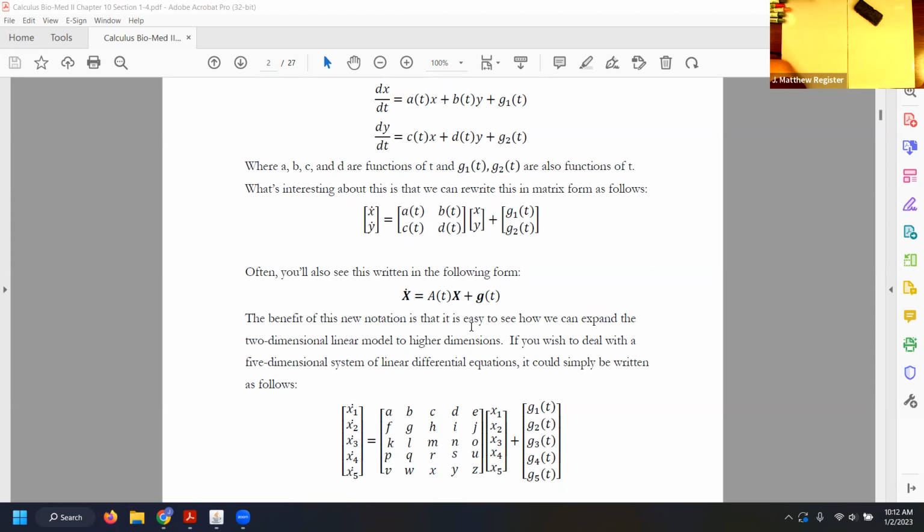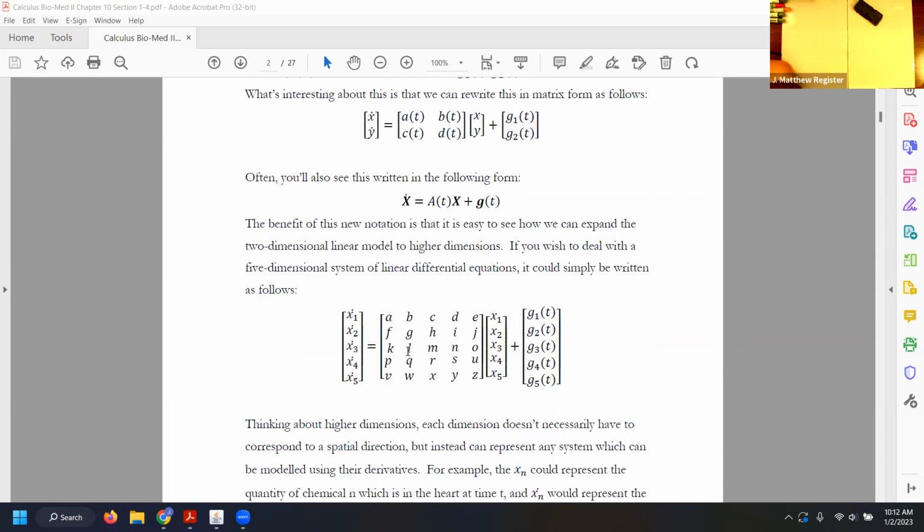The benefit of this notation is that it's easy to expand this into higher dimensions. And so here's an example where we have a 5-dimensional system. And so now it's x1 dot, x2 dot, x3 dot, x4 dot, x5 dot. Well, that could still just correspond to x dot, where the vector x is x1, x2, x3, x4, x5. Our A(t) then is a 5 by 5 matrix, and we can have a 5 by 1 vector over here to correspond to how things are shifted.